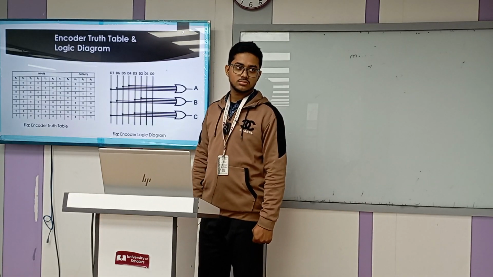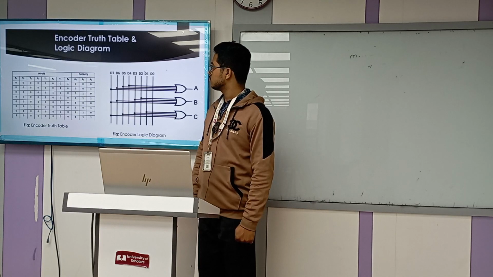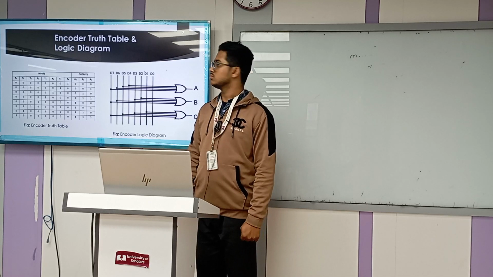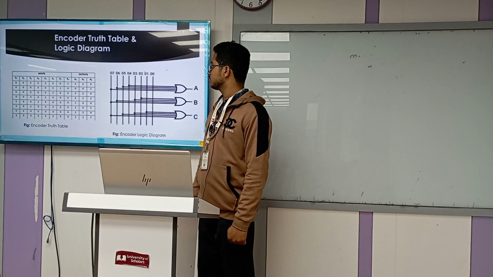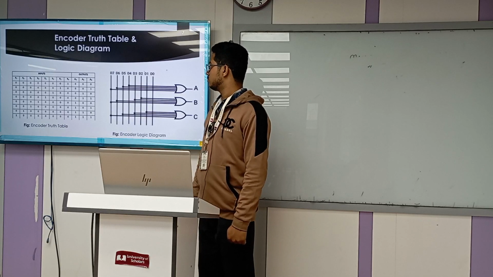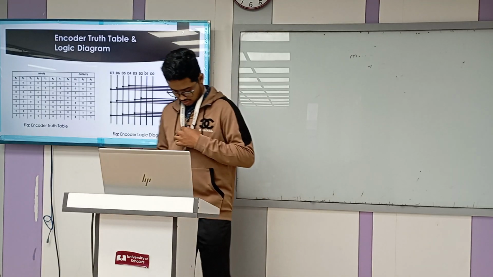So when we make a truth table and logic diagram, we have to keep in mind that the alphabetical representations will be the same. It doesn't matter whether you use D0, D1 or Y0, Y1, but you have to implement it properly on both sides, both in the logic diagram and in the truth table. Okay? Okay, good try. Thank you so much.